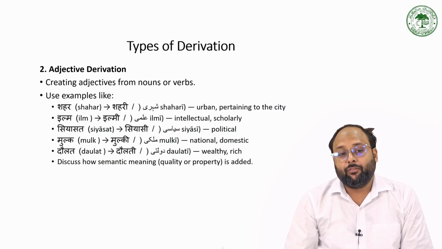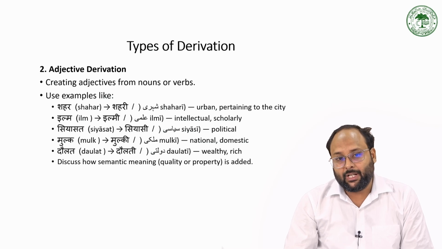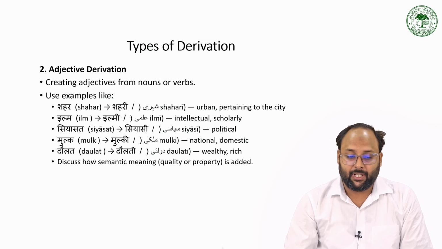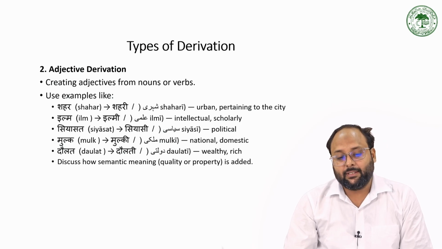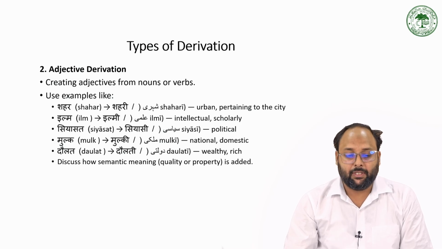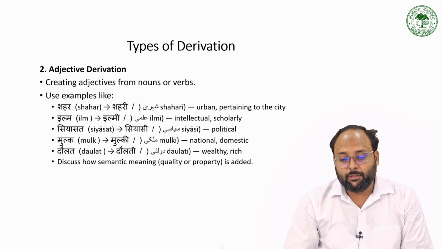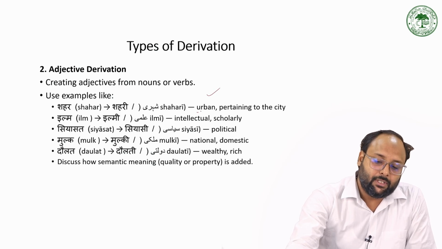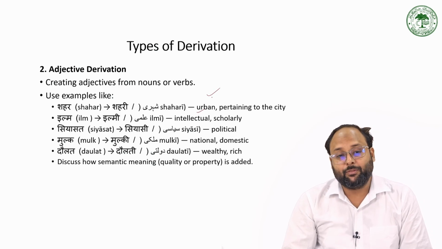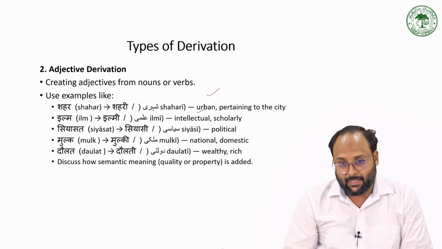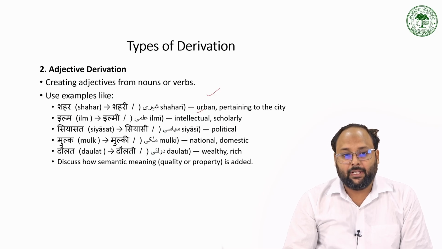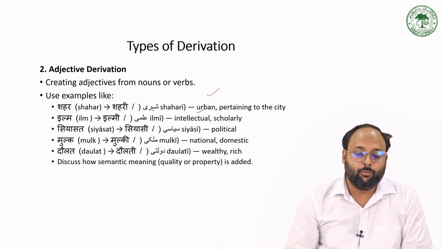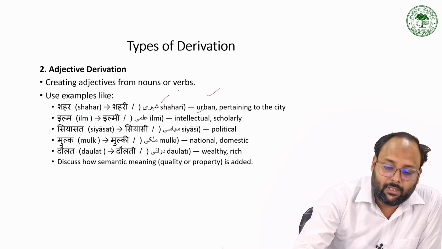Now the derivation of adjective. So we can also derive the adjective from nouns and verbs. So we have examples like sheher, from which we can create the adjective shehri. We have the word ilm, so we can create the adjective ilmi. So the meaning of shehri is urban, and ilmi means intellectual. We can create from siyasat, siyasi, that is the adjective. And from mulk, we create mulki. So these all are the adjectives.